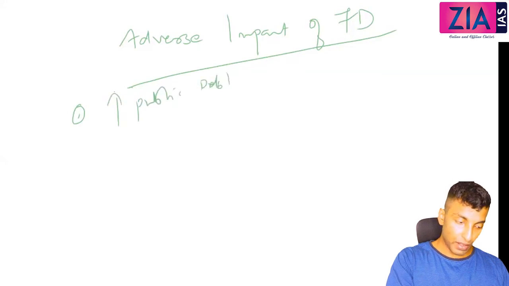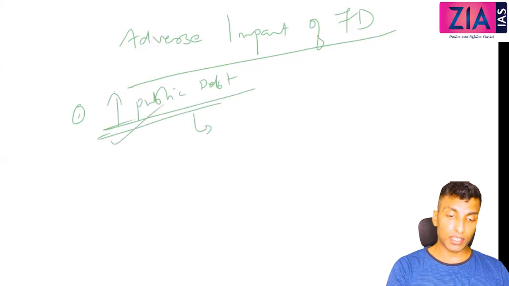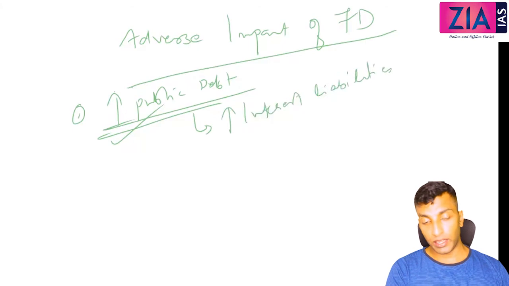It increases public debt, which increases future interest liabilities. Okay, so here public debt increasing means what? You need to pay the interest also. So it will increase interest liabilities. See, actually there is a problem.